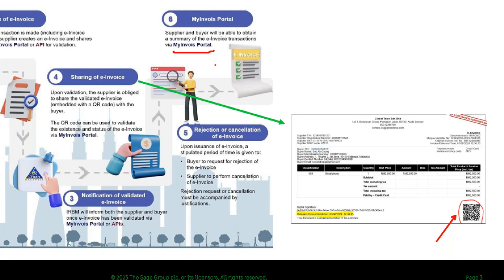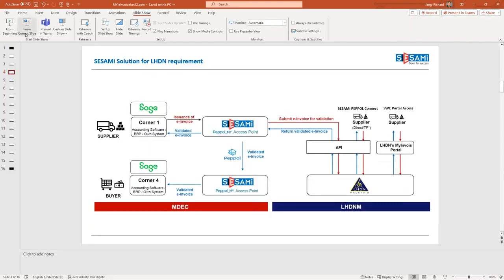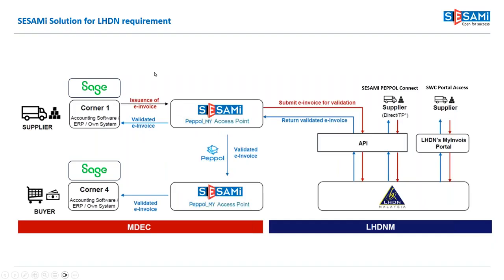Now, from the perspective of Sage 300, how does that fit in? Let's take a look at that. From the purposes on the Sage 300 side, what we basically have is an intermediate piece called the access point, or PEPPOL access point. In our case, the documents do not go directly to LHDN. They go through what's called a PEPPOL access point. What is the purpose of this PEPPOL access point? It serves a couple of purposes.